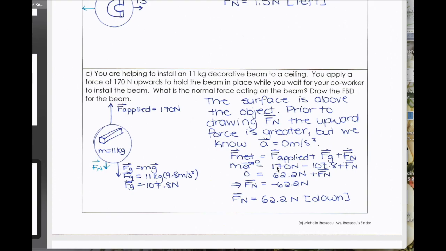Our applied force is 170 newtons. Our force of gravity we calculated was negative 107.8, plus our F of n, which we don't know. If we solve for F of n, we get that the normal force is negative 62.2 newtons, and that would mean it's in the downward direction.